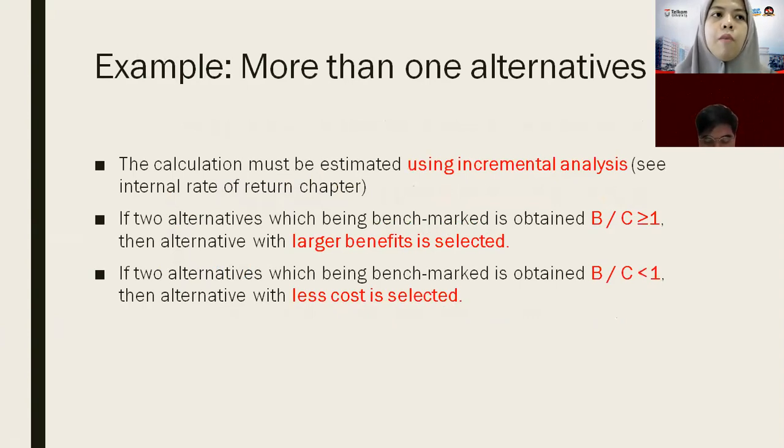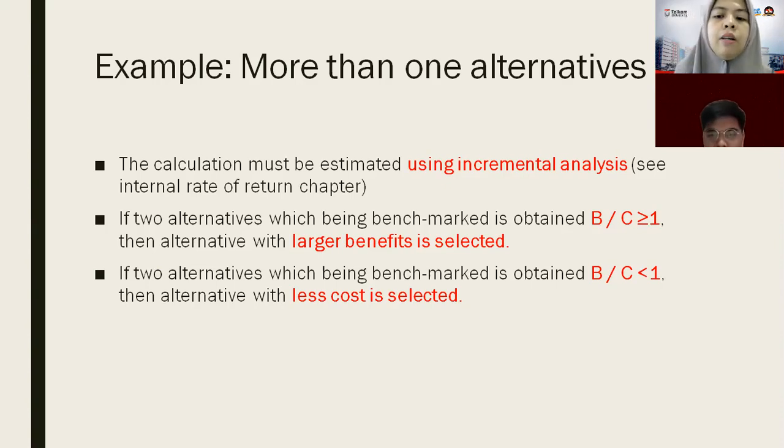And how about more than one alternative? Incremental analysis is applicable for this one, as happens in the IRR situations. So you have to make some iterations, and do nothing always accompanies you in that situation. The threshold itself is different now. In IRR you compare with the MARR value, but here you compare with the threshold of the BCR, which is greater than 1.